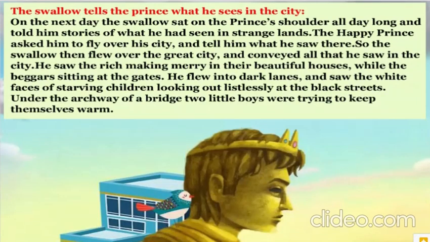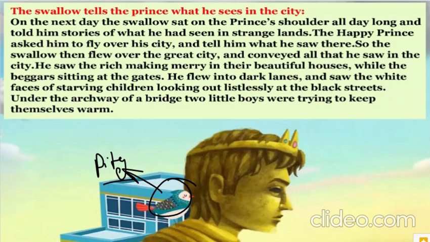Next, what happens is, the next day the swallow sat on the prince's shoulder all day long and told him stories and everything. So what happened? Basically, the bird was feeling pity for the Happy Prince because he is totally blind and cannot see anything.